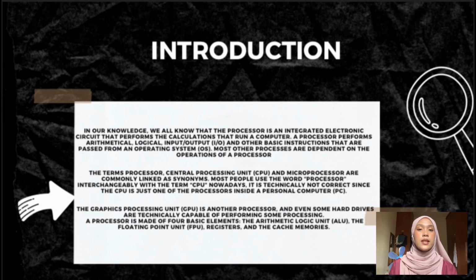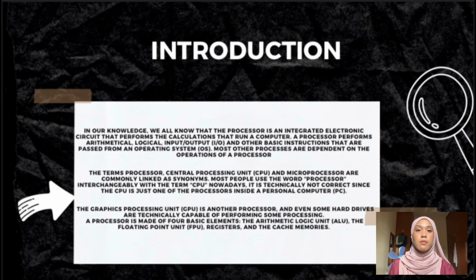Data processor, central processing unit (CPU), and microprocessor are commonly linked as synonyms. Most people use the word processor interchangeably with the term CPU nowadays. It is technically not correct since the CPU is just one of the processors inside a personal computer (PC). The graphic processing unit (GPU) is another processor, and even some hard drives are technically capable of performing some processing.